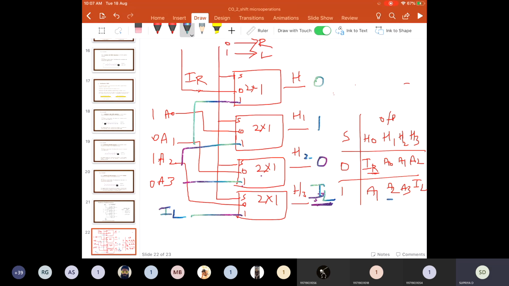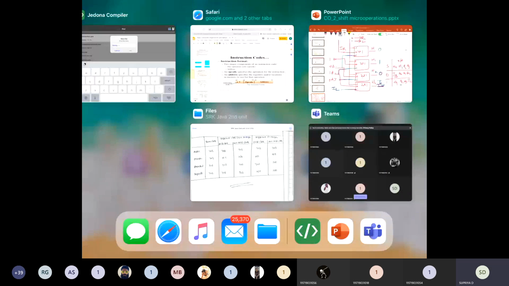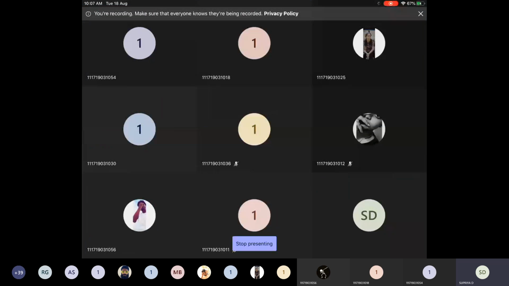Is it clear? Hardware implementation of shift micro operations. Yes, class. Is it clear? Yes or no? Let me know anything, class. Is it clear or not?